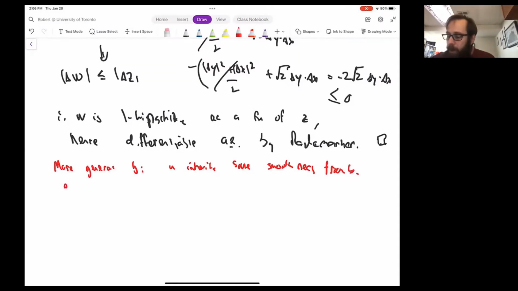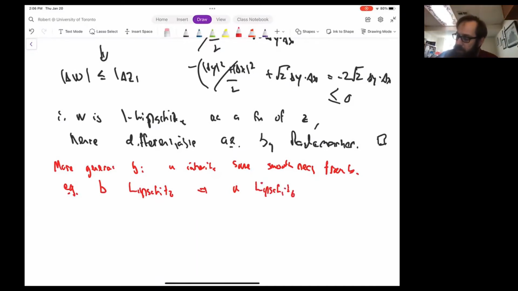So for example, B Lipschitz implies U Lipschitz. And there's one other notion, semiconvexity, which I guess I should introduce.